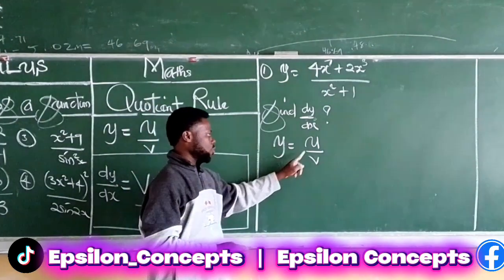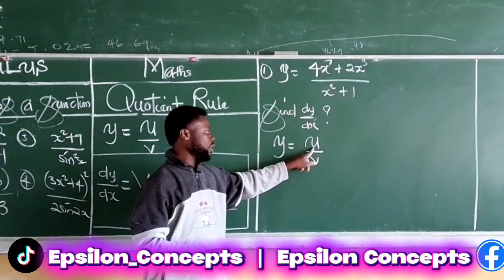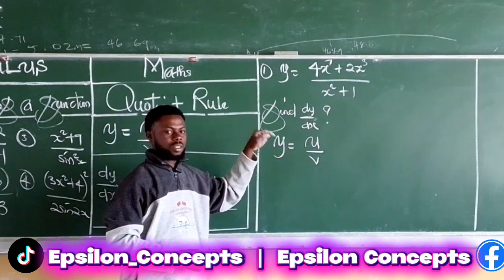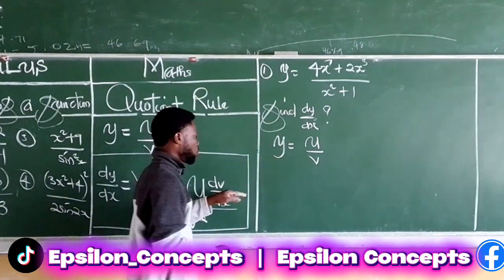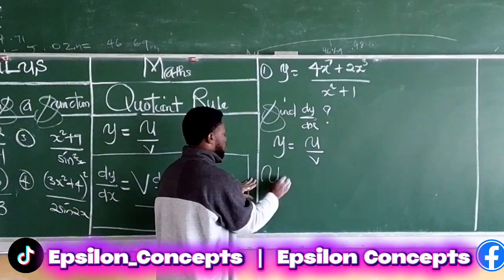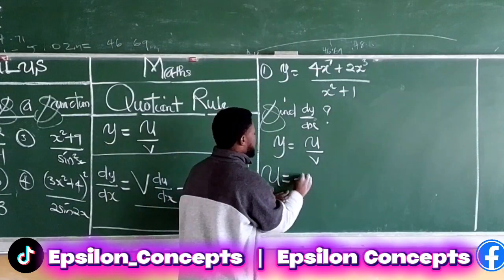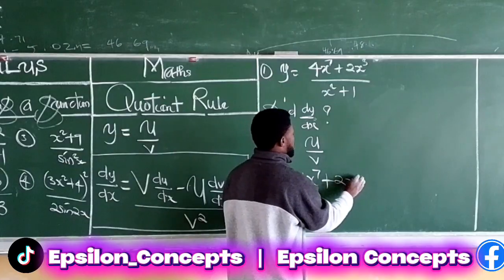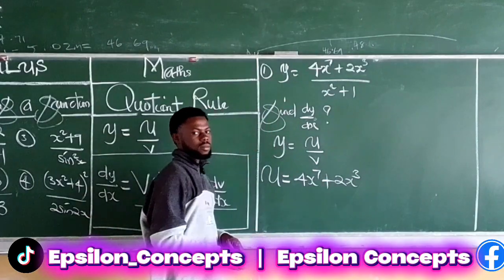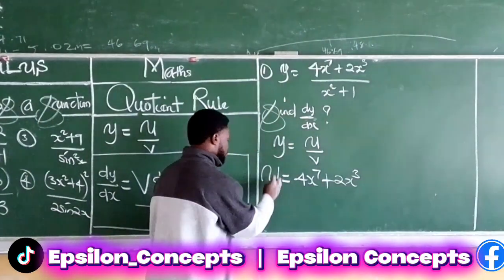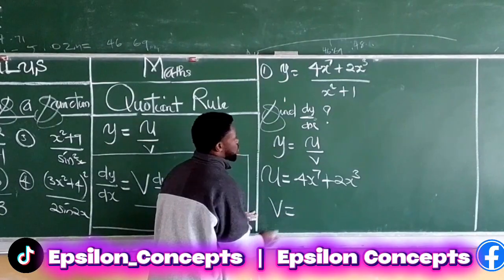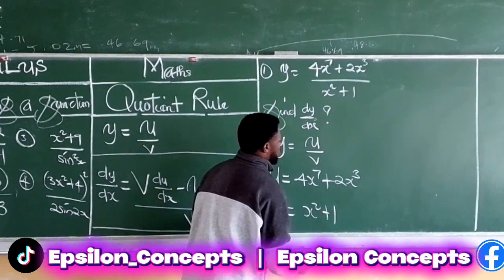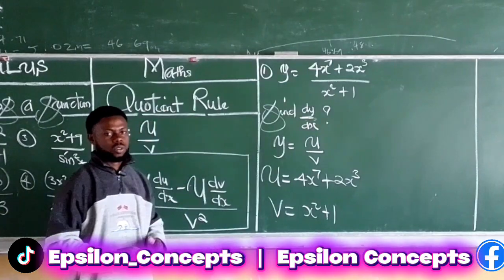If y is equal to u over v, that means the numerator is equal to u and the denominator is v. So my u is equal to 4x raised to the power of 7 plus 2x raised to the power of 3. Then v will equal x squared plus 1.